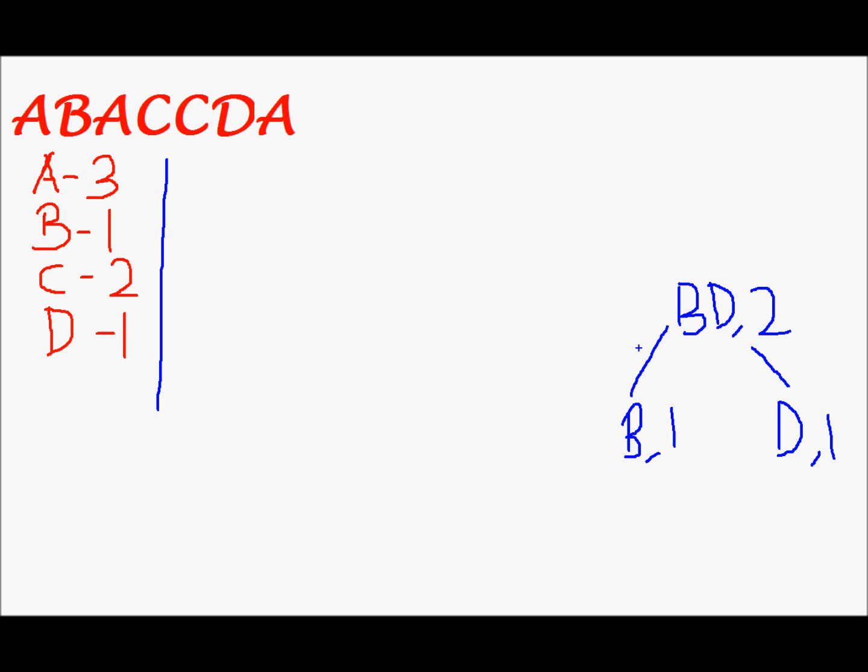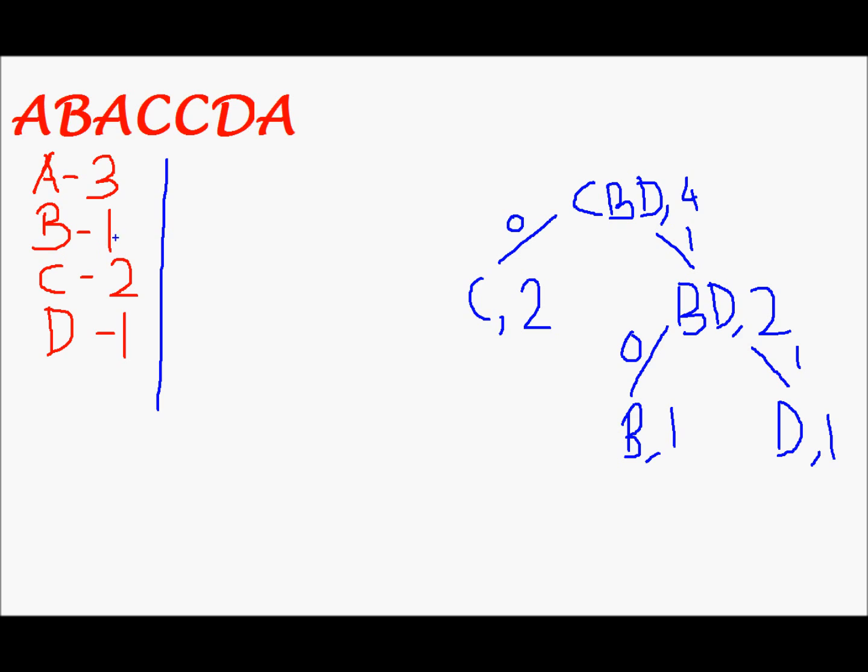Next designate 0 to the left of BD and designate 1 to the right of BD. These two bits are used to distinguish between B and D. This will be more clear when we are writing the code. Now select the next lowest frequency symbol, that is C. C has a frequency of 2. We'll combine C and BD and we'll form a parent node. We'll call it CBD. CBD has a frequency of 4, that is 2 plus 2. Again we'll designate 0 to the left of CBD and 1 to the right of CBD.